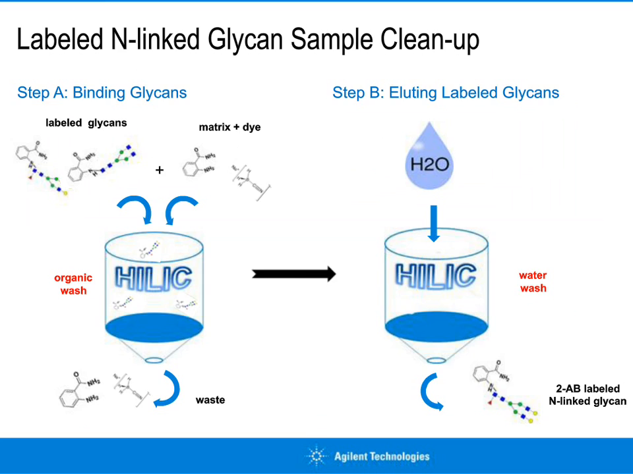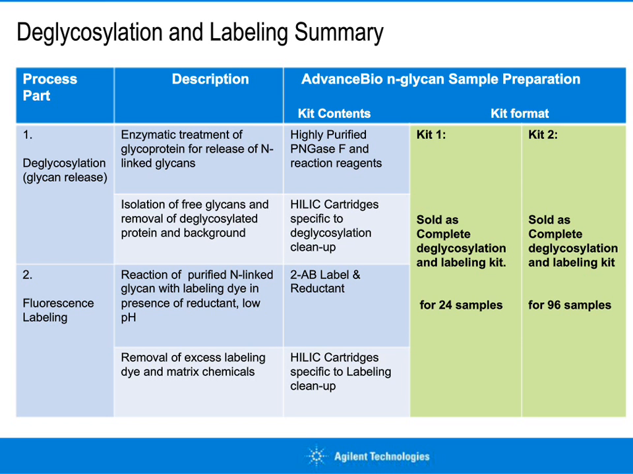In summary, and shown under the description heading, deglycosylation involves enzymatic treatment of the glycoprotein followed by HILIC cleanup in a first step, and labeling with a fluorescent tag or dye followed by HILIC cleanup again in the second step. In the right-hand section of this chart, you will see I provided Agilent deglycosylation and labeling kits that can help achieve a successful labeling procedure for your analysis. The two kits are offered in low sample and large sample options and are currently available to accommodate the protocols described in this talk today.